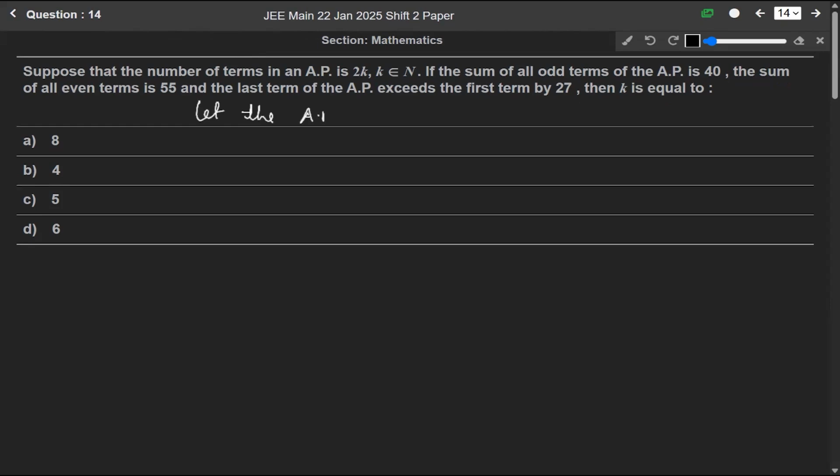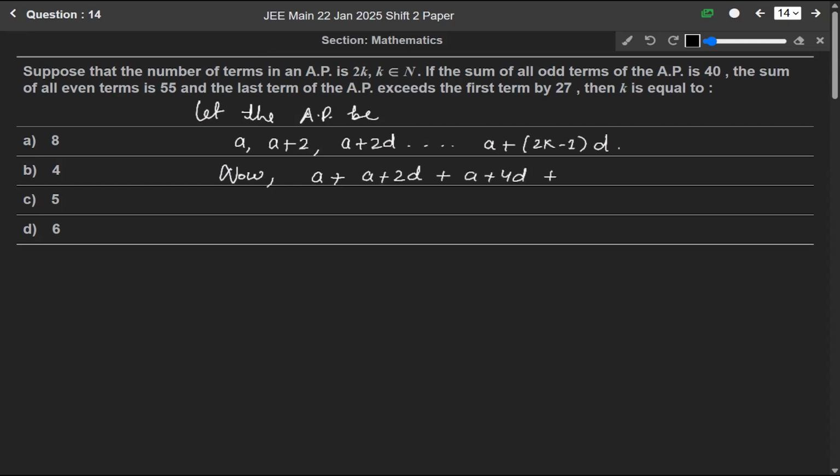the AP be A, comma A plus D, comma A plus 2D, and up to so on, A plus 2k minus 1 D. Okay. Now we can write it as A plus A plus 2D plus A plus 4D plus A plus 2k minus 2D equals to 40, since it is saying that sum of all odd terms of the AP is 40. Okay. And even term is 55, it is saying.